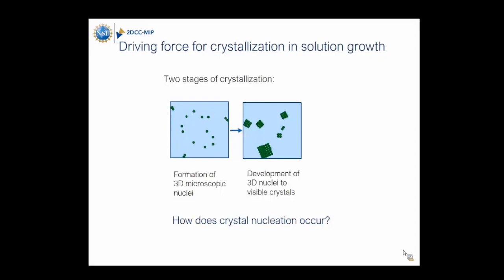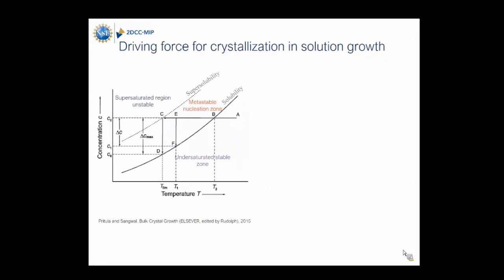In the second stage, when nucleation occurs, they need to grow to a large single crystal visible to your eyes. So two stages. Then the question is, how does crystal nucleation occur? How do we make it happen, and how does it happen? We need to understand that, right? So what's the principle they follow for nucleation?